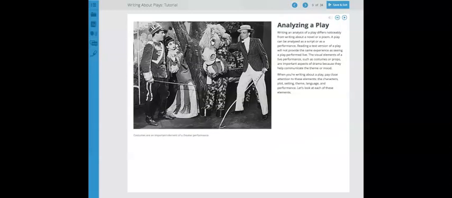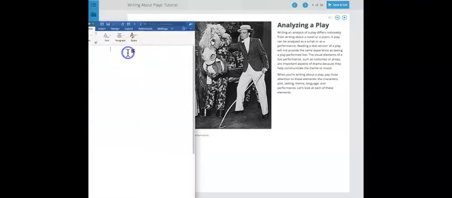So after I've gone back to make sure I have a good understanding of what analyzing literature is, I continue on with our slides. A play can be analyzed as a script or as a performance. I'm going to take some notes about that because that might be important. When you analyze a play, you can analyze it two ways. You can analyze the literature or the writing, and you can analyze the performance, which means how people act. And that's also in here, okay?